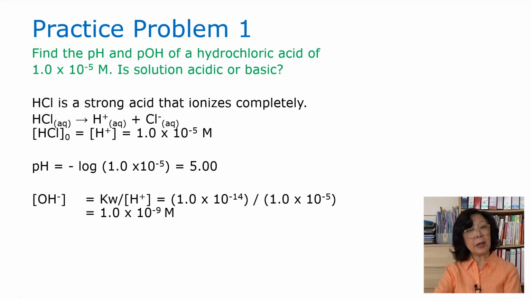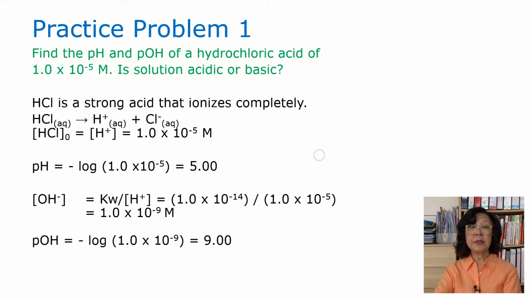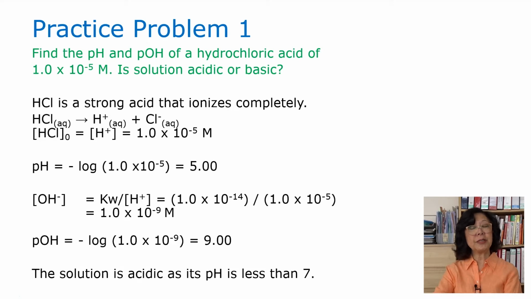And the hydroxide ion concentration, we can calculate it by taking Kw divided by hydrogen ion concentration, which is 1.0 times 10 to the negative 14 divided by 1.0 times 10 to the negative 5, and we get 1.0 times 10 to the negative 9 molar. So the pOH is negative log of 1.0 times 10 to the negative 9, which is 9.00, 2 decimal places. And the solution is acidic because the pH is less than 7.